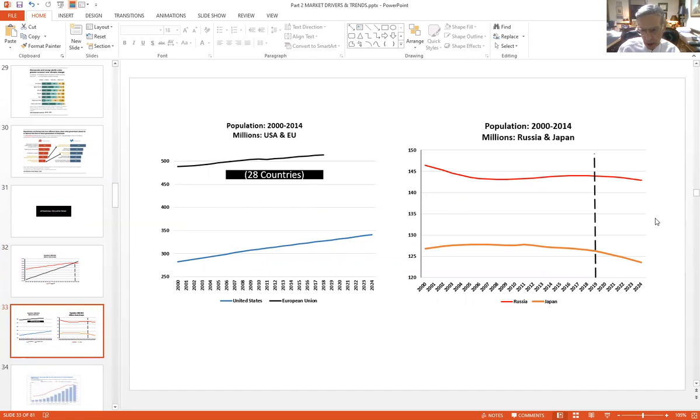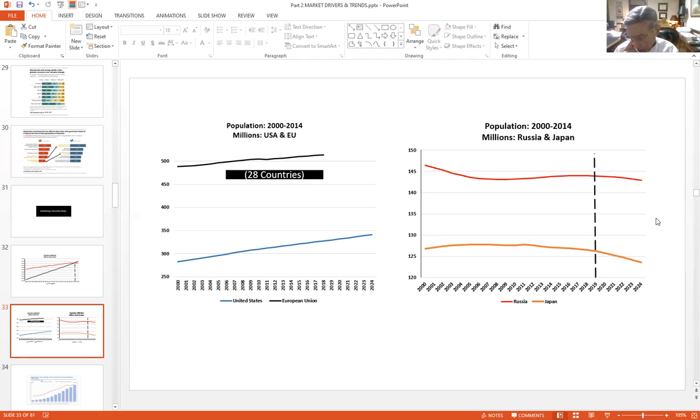Population trends in the US and Europe growing gradually. However, in Europe, we're talking about the collection of 28 countries, but Europe's population is substantially larger than the US population. Today, the US population is about 330 million people, and Europe's is about 520 million people.